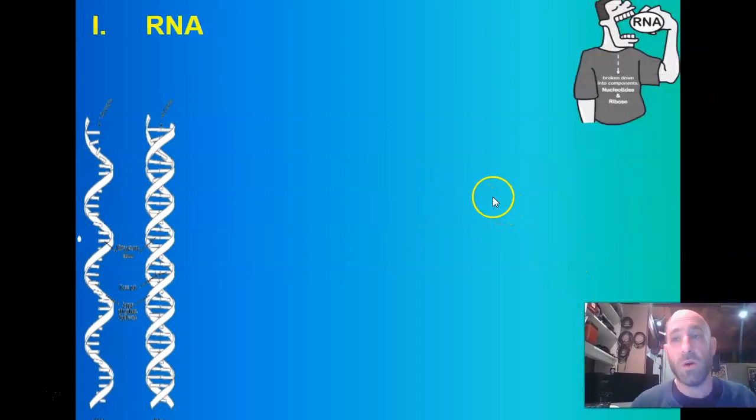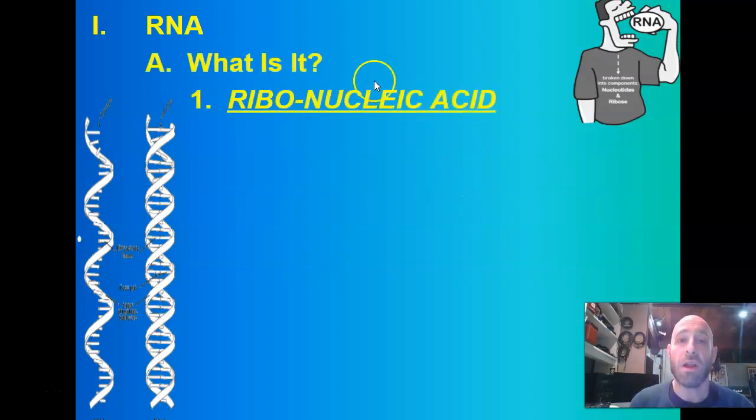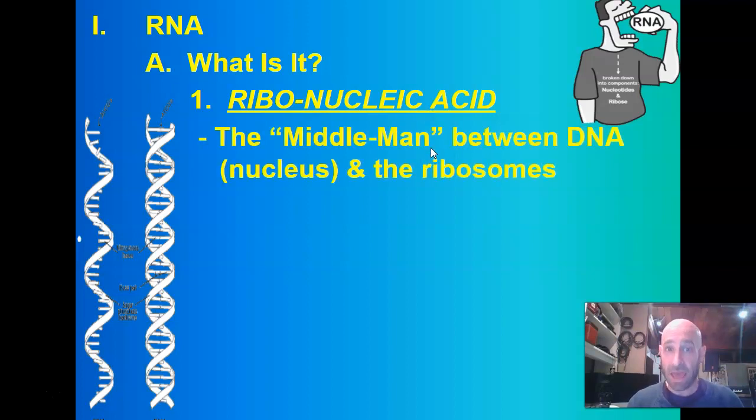So this is the new bit of information from the last section. We have DNA, which stands for deoxyribonucleic acid, and now we have RNA, and RNA is ribonucleic acid. It is a very similar molecule to DNA, but its job is very simple. Its job is to copy the DNA from the nucleus and bring it to the ribosomes.